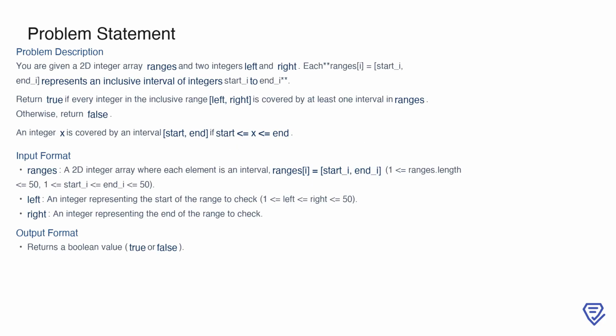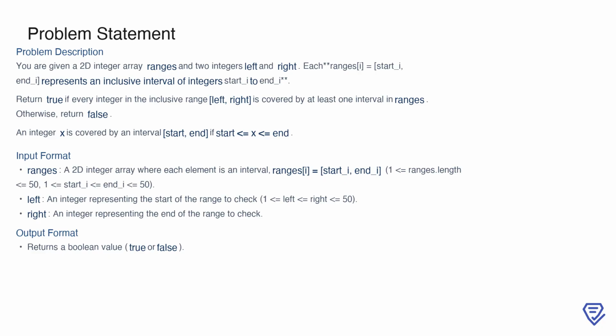The problem asks us to determine if all integers within a specified range are fully covered by a set of intervals. We are given a 2D array called ranges, where each element represents an interval in the form start_i, end_i. Additionally, two integers, left and right, define the range we need to check. The task is to return true if every integer in the inclusive range, left, right, is covered by at least one of the intervals in ranges.